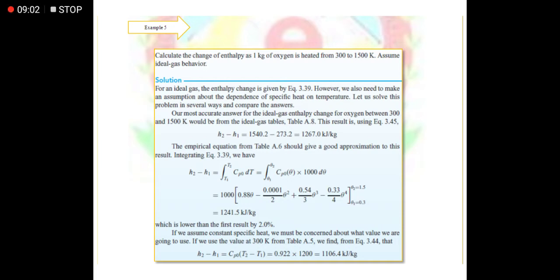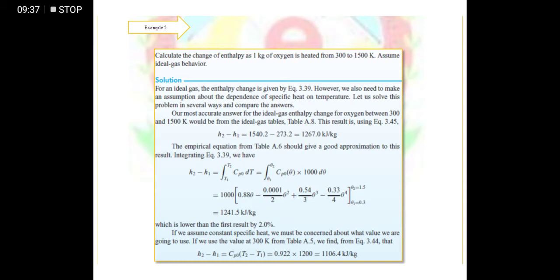Now, our most accurate answer for the ideal gas enthalpy change for oxygen between 300 and 1,500 Kelvin would be from the ideal gas table. That ideal gas table is table A.8. For those of you who have a copy of the book we are using, please check table A.8. For those who don't, you can get a copy from me or from your classmates, okay?